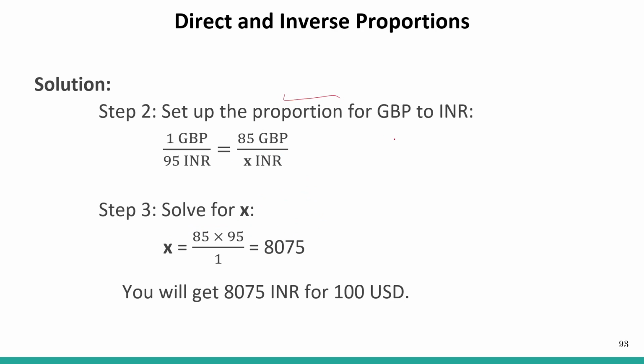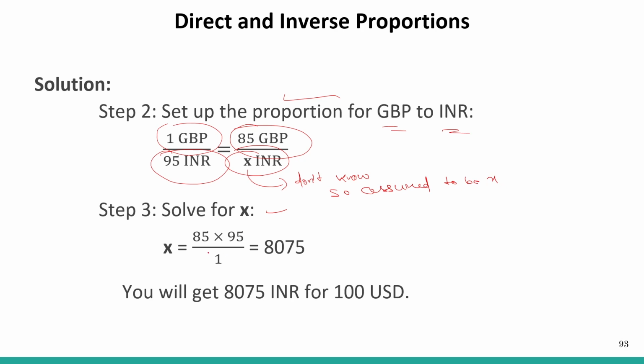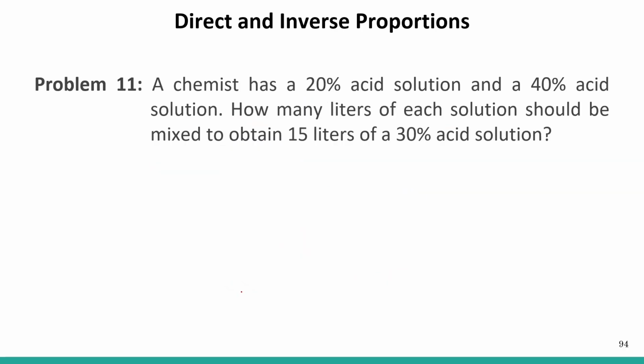So setting up the proportion for GBP to INR. So 1 GBP is equal to 95 INR and 85 GBP is equal to X INR. That is what we don't know, so assume it to be X. Okay, so solving for X, what we are left with is X is equal to 85 into 95 is equal to 8075, right? So you will be getting 8075 Indian rupees for 100 US dollars. Okay, so this will be the correct answer.